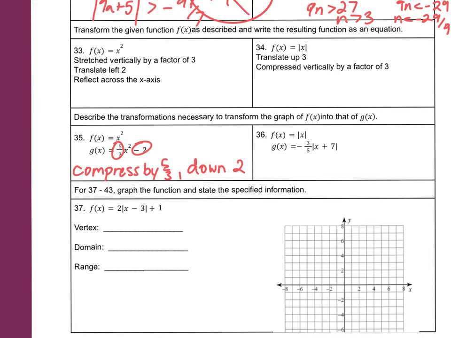Okay, the next one has the absolute value bars. That tells me the parent function is just absolute value of x. How did I get down here to g? We'll start just left to right. The negative sign tells me to reflect over my x-axis.